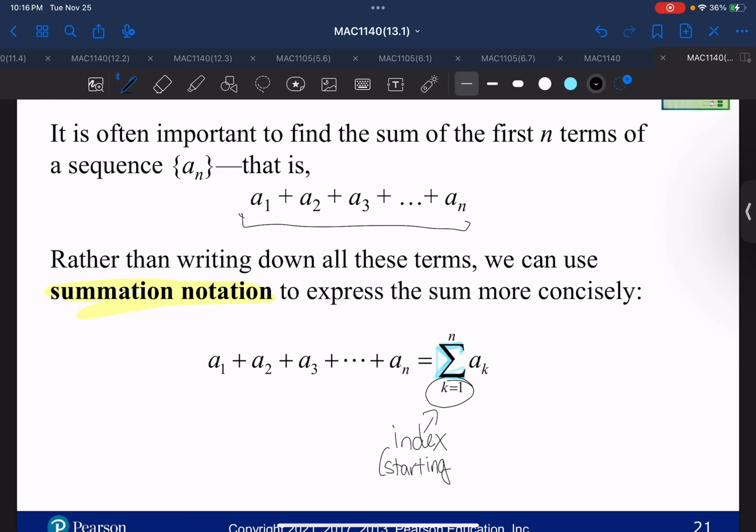So we would start with plugging in 1 for k. And n is like the stopping point, where we stop. What's the last number we plug in for k? And then the expression here is the sequence. So this would be the summation of a sub 1 plus a sub 2 plus a sub 3 all the way up until a sub n.